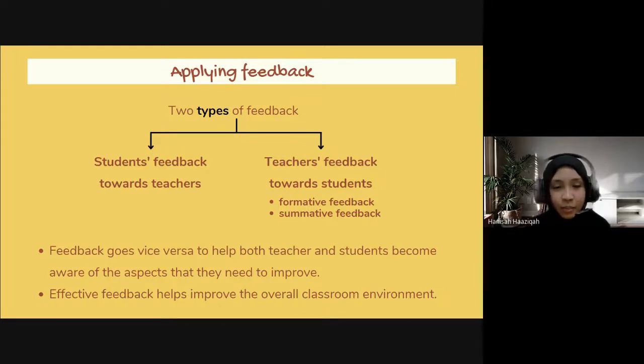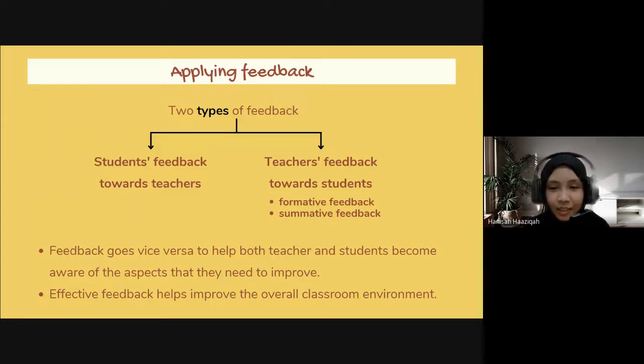The feedback from the students will help teachers to become aware of what they are lacking, and then they will be able to change their method or change their approach in order for them to be able to convey their lesson better.